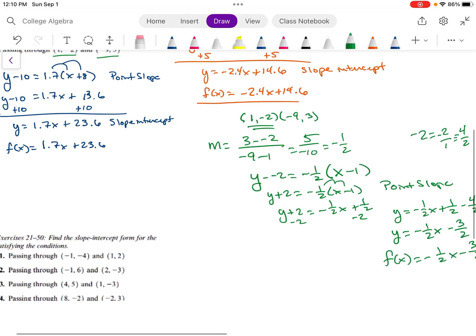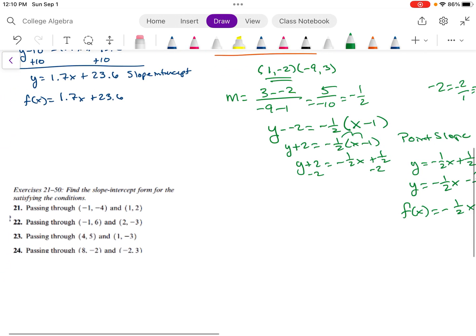All right, now we get to scoot over, and it says find the slope intercept form for the lines satisfying those conditions. I'm only going to do a couple of those. I just did a big screenshot. So slope intercept, we're kind of doing the same process we just did. We find the slope between the two points, then use point slope to get started, and then we simplify to slope intercept form.